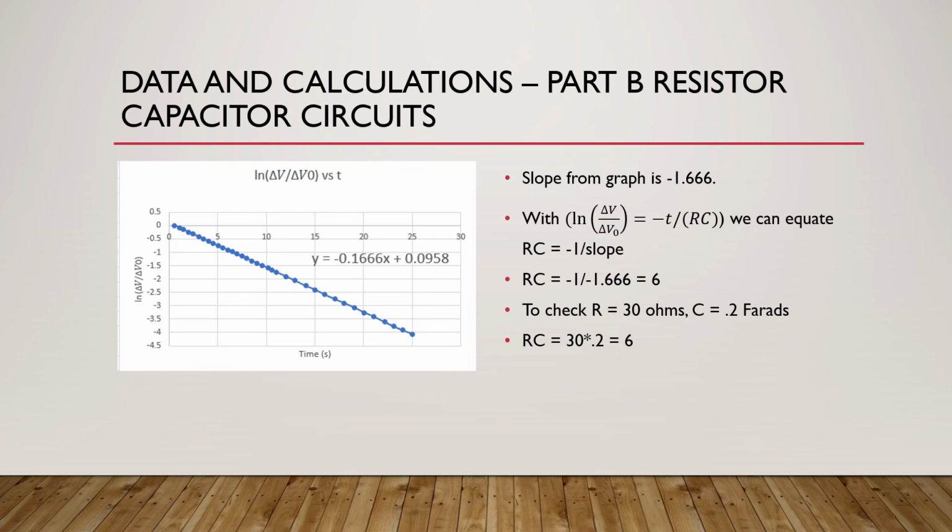And we can check that against our actual results, which is an R of 30 and our capacitance of 0.2 farads. That gives us a value of 6 as well, which validates our experiment.